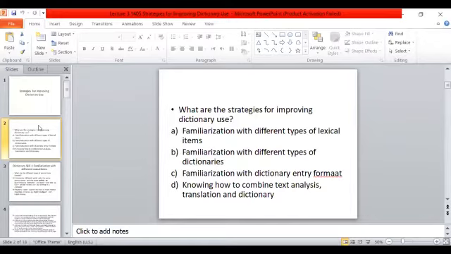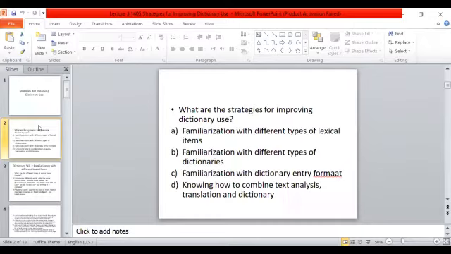Familiarization with different types of lexical items, which means that you have to be able to know the different types of words. Familiarization with different types of dictionary. We are going to review together the different categories and types of dictionaries.